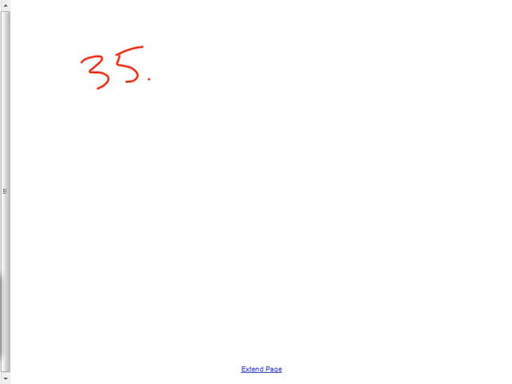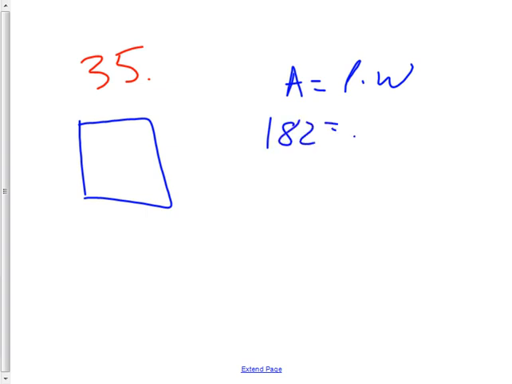This is again off of page 254. Number 35. Rectangles that have an area of 182. It's kind of annoying when they say consider all the rectangles with an area of 182, but it is true. You can draw rectangles that are long and skinny with an area of 182, or short and fat, but the point is that the area is 182. So I'm going to draw my rectangle, and say area is length times width, and the area is 182. You see how this is shaping up just like the other ones?